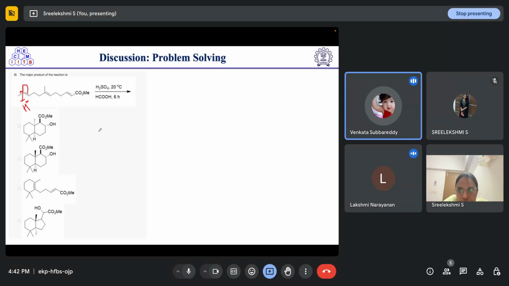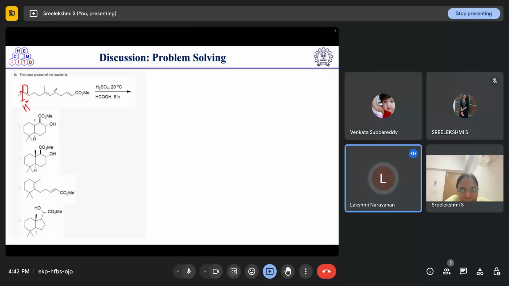Then it will attack the ester. How will it attack? It is a carbocation, an electrophilic center, so something should come and attack this center. The carbonyl oxygen has lone pairs, but it is an ester group, so there is a problem. I think it will attack with the second double bond. Yes, that is possible.